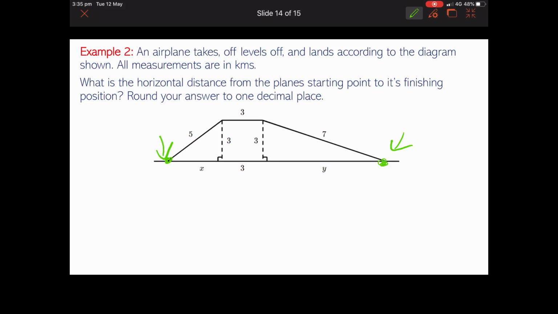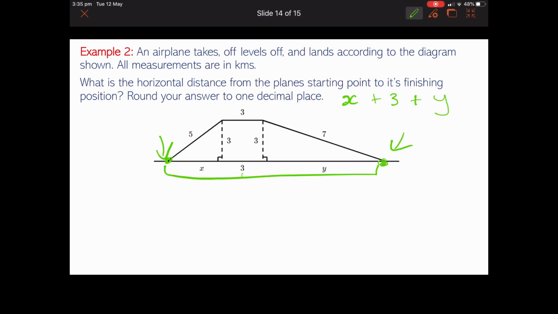So what we're being asked to find is what's this whole distance? I'm just going to quickly write out an expression to help us with that. So I need to figure out what x is. I know that middle portion is 3, and then I need to figure out what y is.